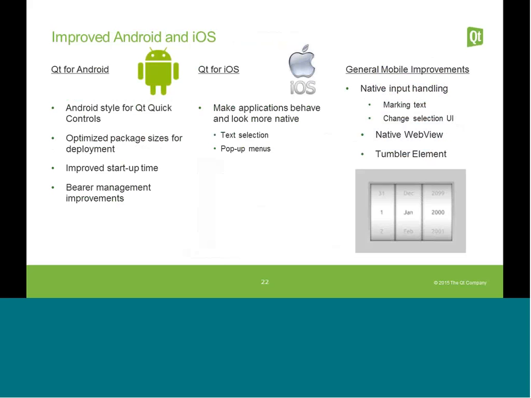But in general, for both of these platforms, we've also done a lot of tiny but important detail improvements, for instance for text selection and pop-up menus, and how you mark text, how you change selection in the UI, to better behave in the native style of the operating system. Qt on Android also runs extremely well on Android Lollipop, so no issues with that. We've improved the package sizes and startup time a bit. Finally, we also introduced the Tumbler element, which is a nice addition for mobile applications.